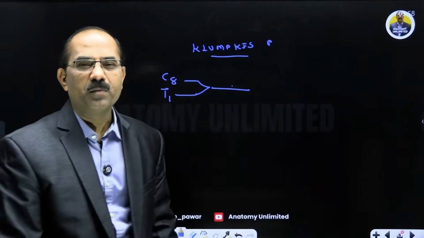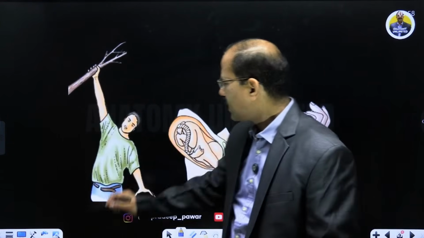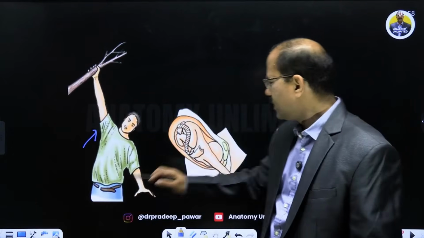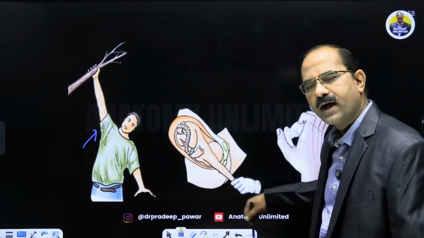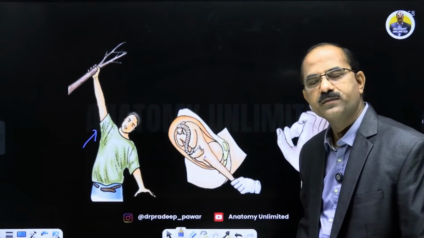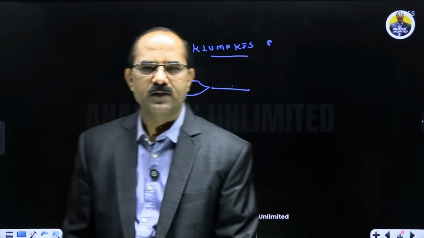Second, birth trauma. हाँ, birth trauma में भी होता है hyperabduction. Look at this. इसे बोलते हैं hyperabduction injuries. During birth trauma, हाँ, like hand is pulled out, तो lower trunk को stretch होता है. Clear? So that is the cause of Klumpke's paralysis.